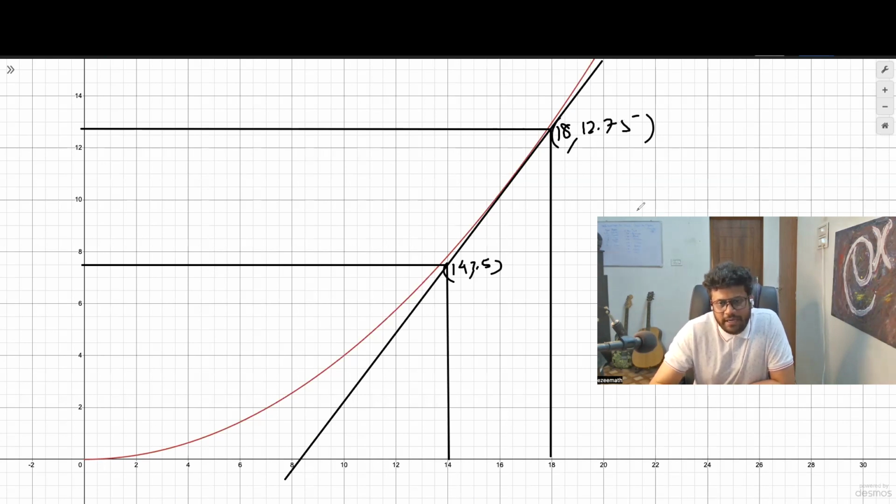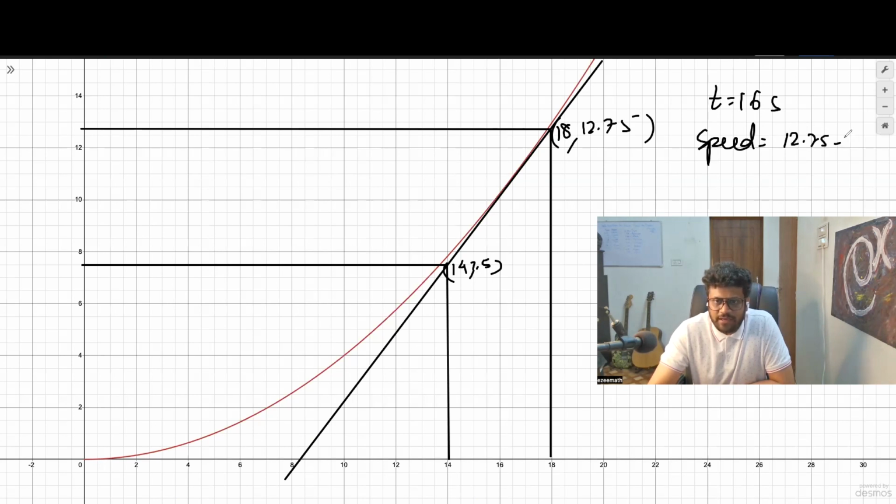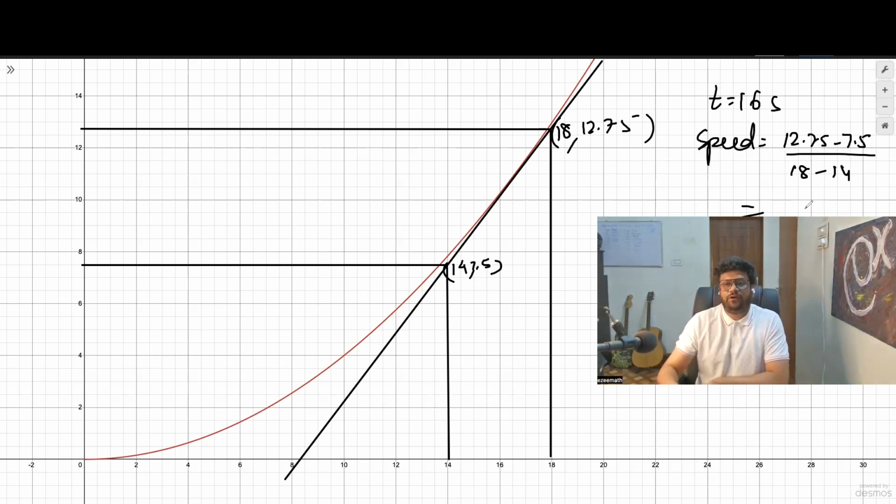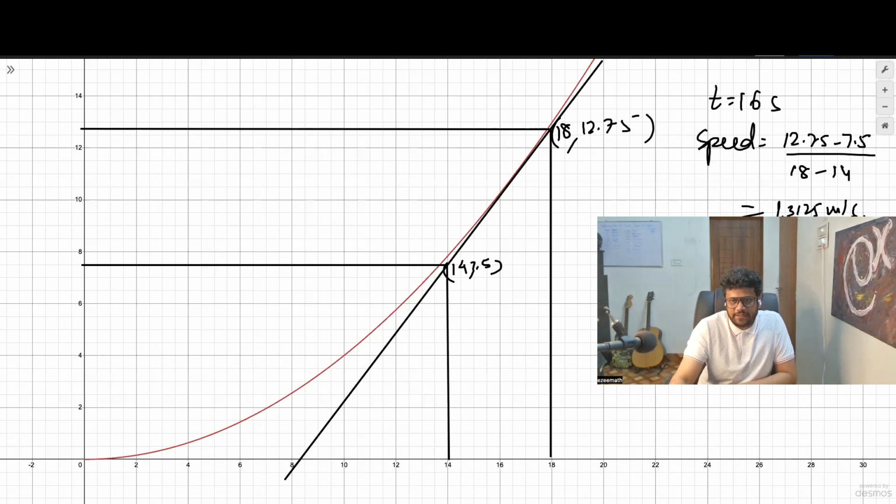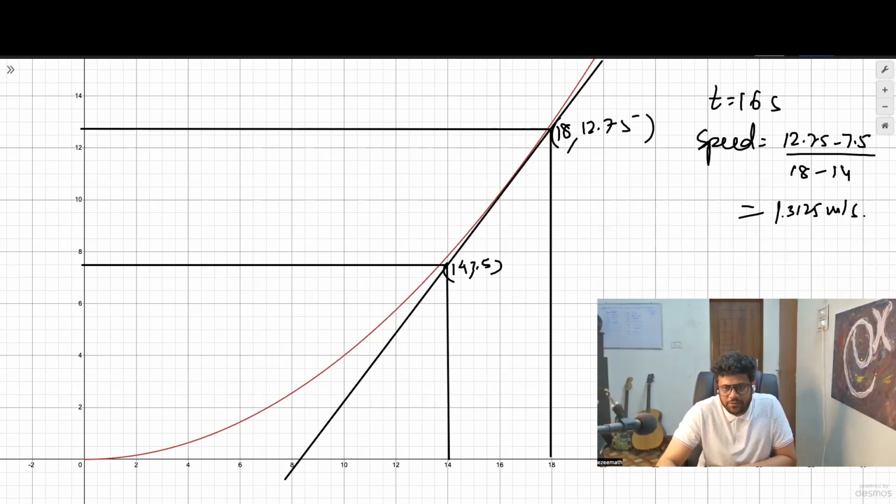So let's figure out the gradient now. So time equals 16 seconds. The speed is going to be the gradient of this distance-time curve. It's 12.75 minus 7.5 divided by 18 minus 14. So you go calculate it. 12.75 minus 7.5 divided by 4. So that's 1.3125 meter per second. Okay. And also let's take a screenshot and paste it on the notes.